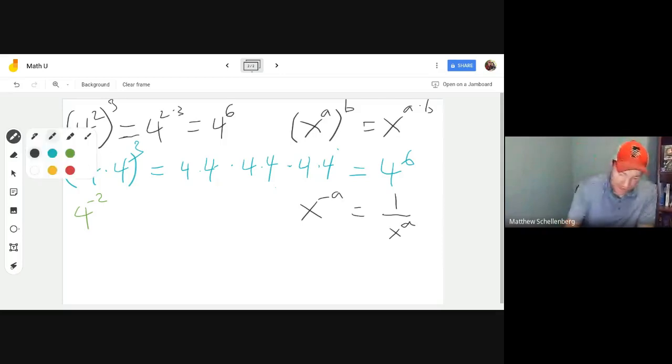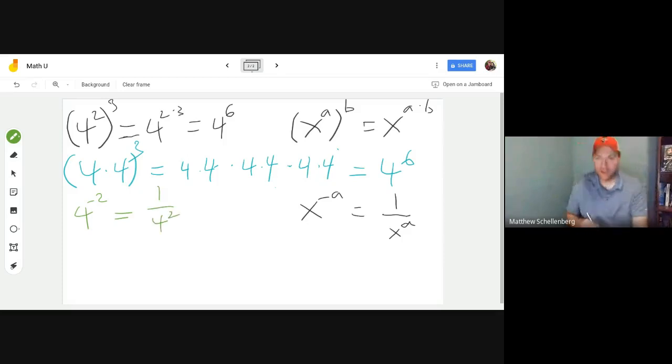So taking that, I'm told that this is actually 1 over 4 squared. Huh, well, that seems really weird. Why would that be reciprocal? Did someone sit in a room one day and say, what should we do with the negative exponent? Let's make it inverse. No, that's not what happened.